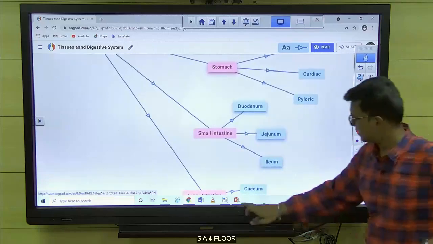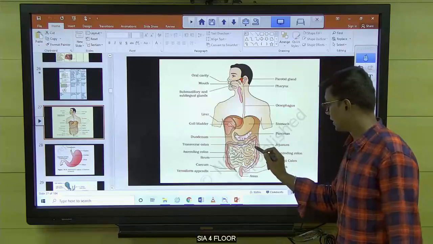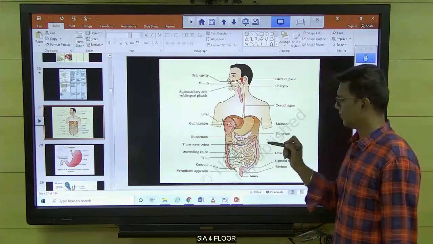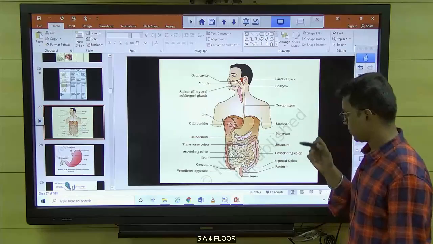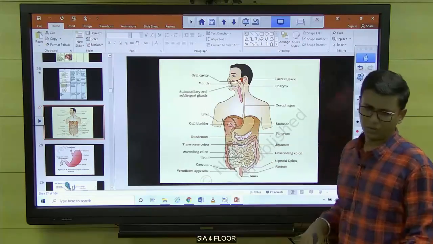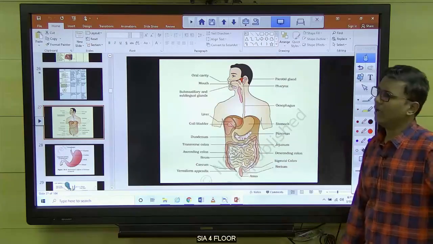So small intestine, see here, it's common for people to confuse small intestine with kidney. So small intestine is here. It's not to be confused with kidney. Small intestine starts immediately after the stomach. So small intestine is a series of coiled tube. That's your small intestine, where most of the digestion takes place.